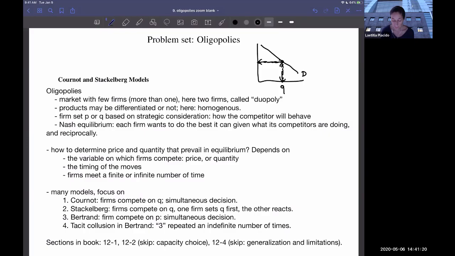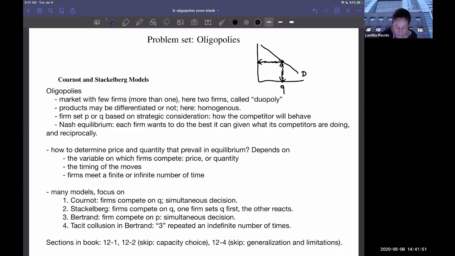An alternative, a second case, is where these two firms compete in price. So instead of setting quantity, firms set price. The firm says, okay, I'm going to sell that good for $3, and the other firm on its side is going to set another price. So two cases: either firms compete in quantity, or they compete in price.